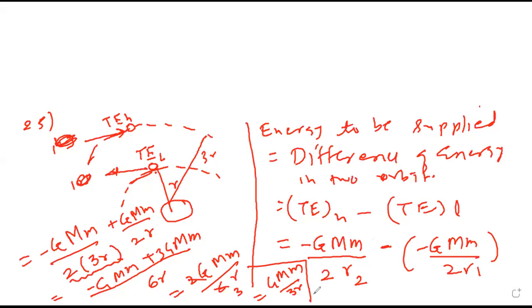Very important sum. If they say a satellite at rest from one orbit is taken to another, then take the difference of potential. If it is revolving, then take the difference of total energy. Clear? If the satellite is at rest, then its energy is potential energy, so don't take the difference of total. You take the difference of potential. Correct, absolutely right.